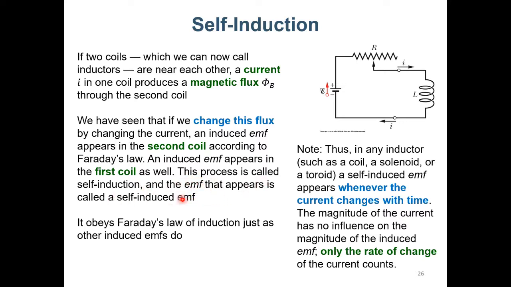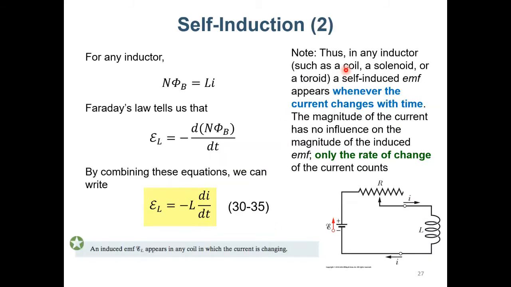This process is called self-induction, and the EMF that appears is called the self-induced EMF. It obeys Faraday's law of induction, just as other induced EMFs do. So in this case, we still have the original definition for inductance, and Faraday's law is something like this, and we substitute and find B here.